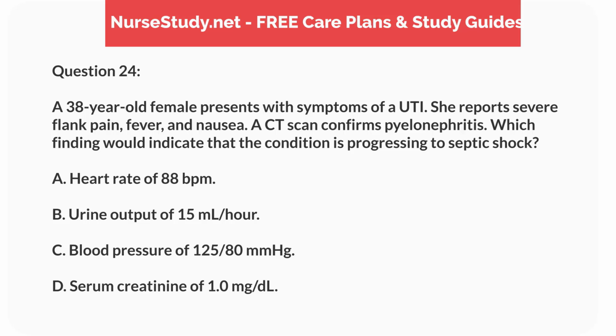Question 24. A 38-year-old female presents with symptoms of a UTI. She reports severe flank pain, fever, and nausea. A CT scan confirms pyelonephritis. Which finding would indicate that the condition is progressing to septic shock? A. Heart rate of 88 beats per minute. B. Urine output of 15 milliliters per hour. C. Blood pressure of 125/80 millimeters of mercury. D. Serum creatinine of 1 milligram per deciliter.